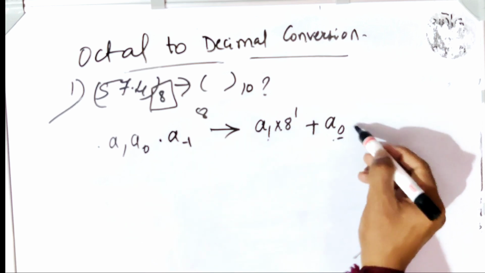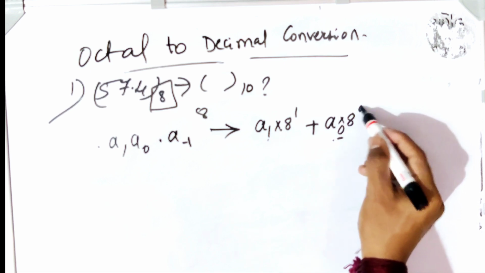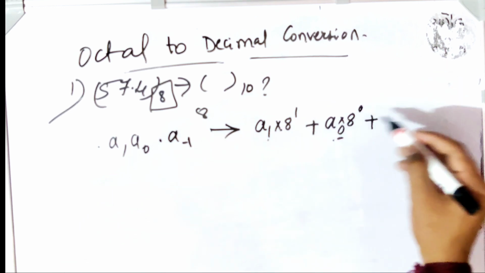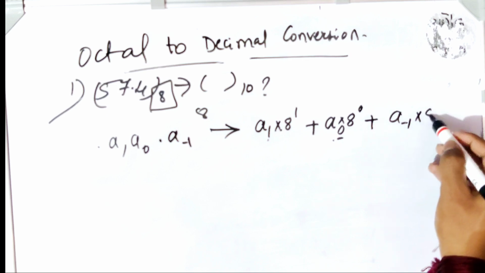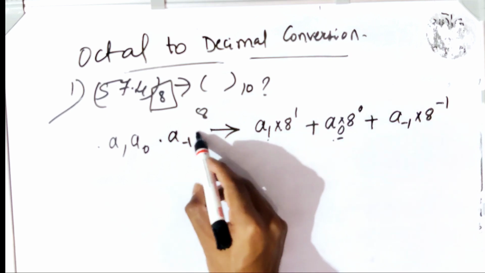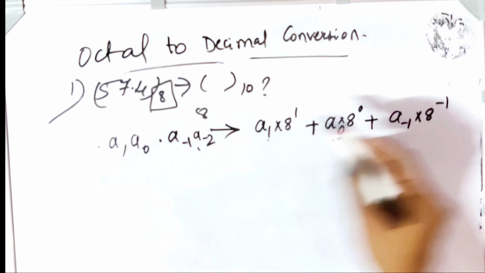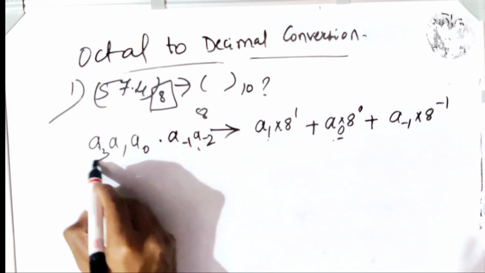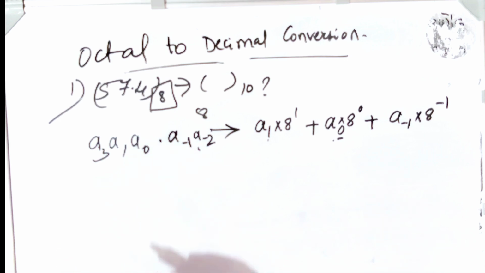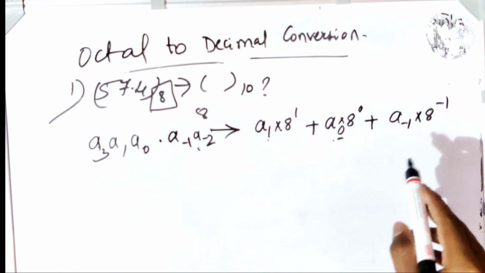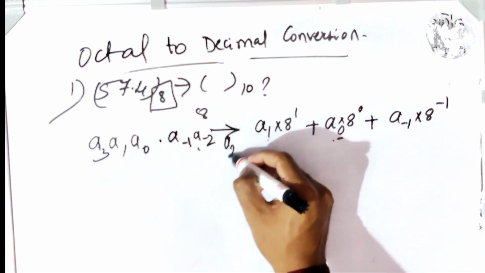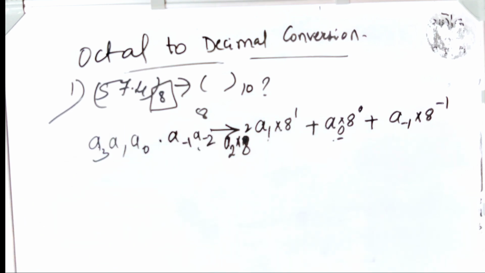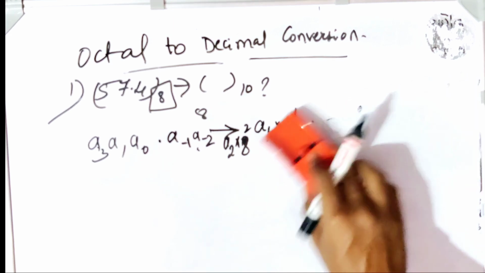A0 into 8 to the power of 0. Plus again A minus 1 into 8 to the power of minus 1. If the number continues, A minus 2, then multiply with 8 to the power of minus 2. If it is a 3-digit number, you can write A2 into 8 to the power of 2. Then it goes on like this. So this is the formula.